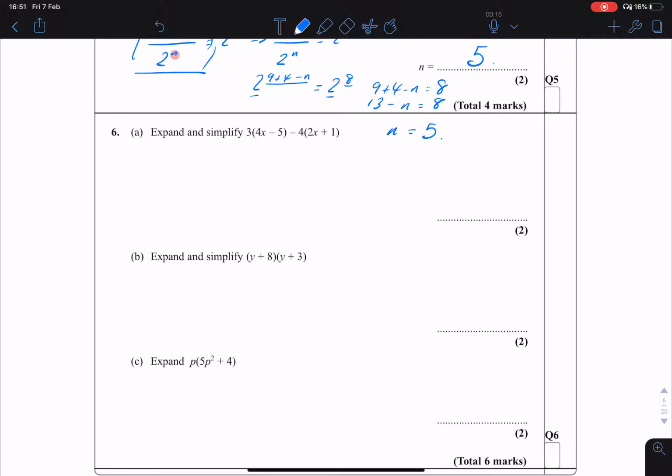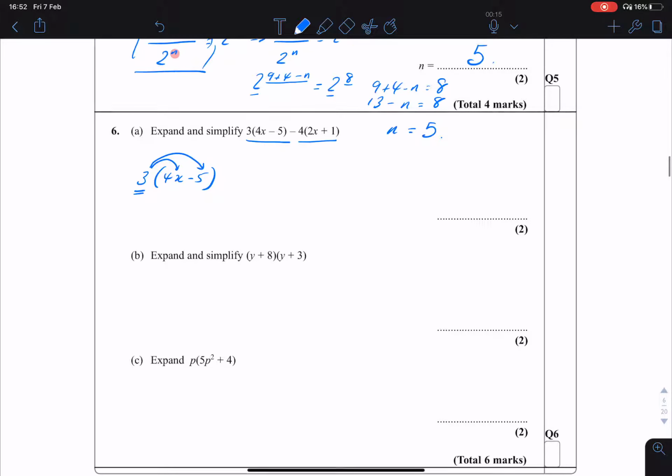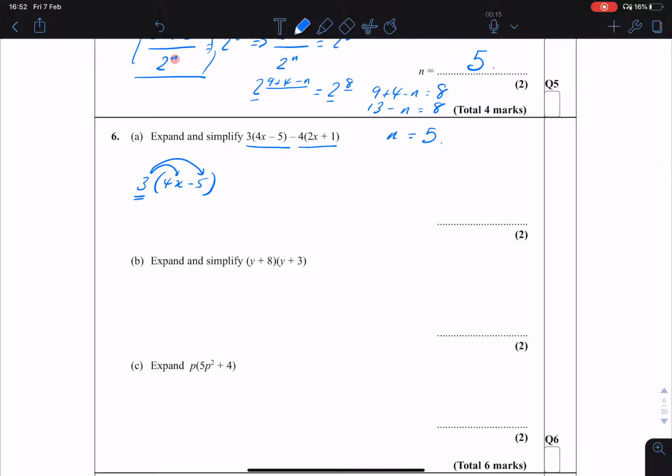Right, number 6. Expand and simplify this thing right here. So we're going to expand this. Now, if I expand this, I'm going to do 3 times that. I'm going to do 3 times that. Anything outside of the bracket, you times everything inside the bracket at the same time. So that equals 3 times 4x plus 3 times negative 5.